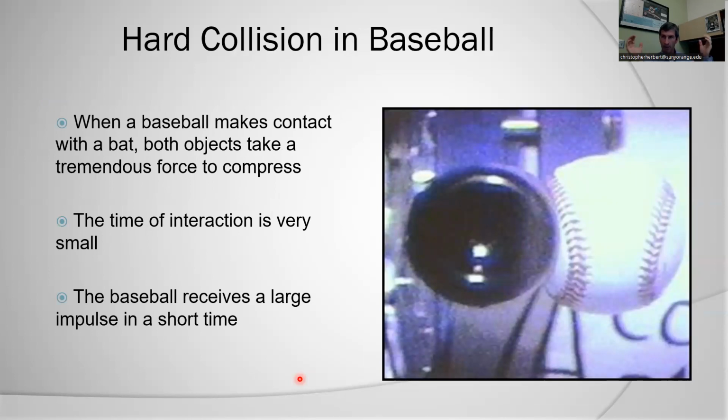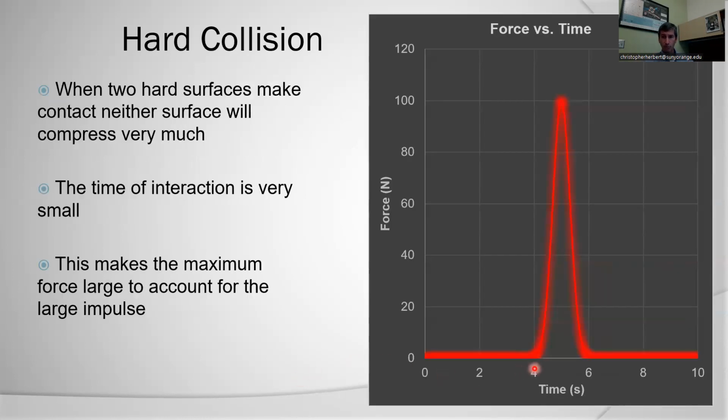Let's say we have a hard collision, a very rapid interaction that takes place between two surfaces. If that happens, we know that the time of the interaction is going to be very, very small. Now, in the case of a baseball hitting a bat, that's going to happen in times that are much smaller than what this graph shows. But what we see here is that when the interaction takes place, the change in momentum is going to be equal to the area underneath this graph.